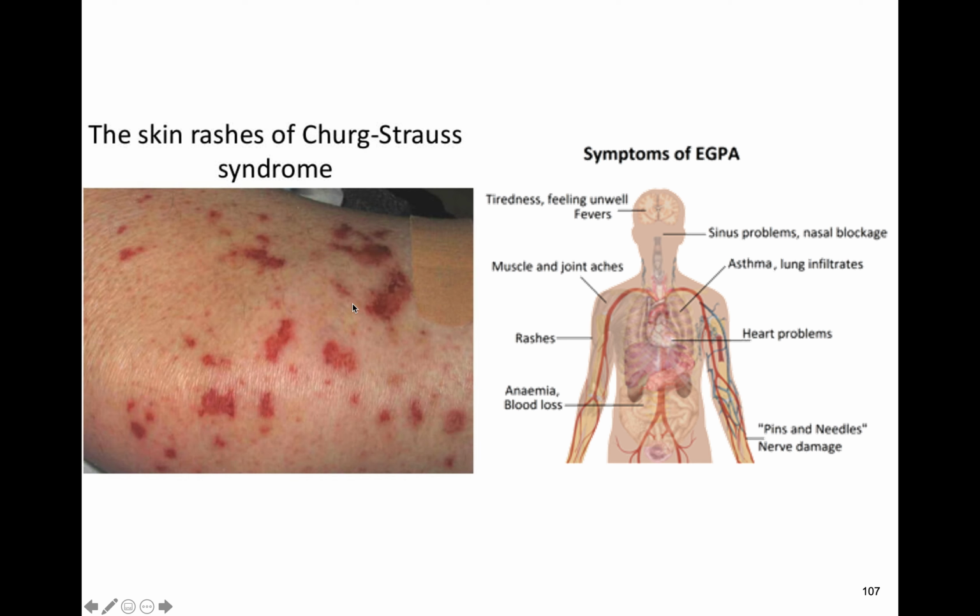Here's Churg-Strauss syndrome. So here's a guy who, obviously you can't see inside with his vessels, but if you can imagine, the vessels are all just inflamed, full of eosinophils, and that causes sinus problems, asthma, muscle and joint aches, pins and needles nerve damage, which you can see here on the skin.